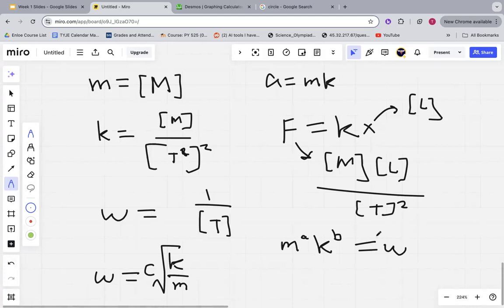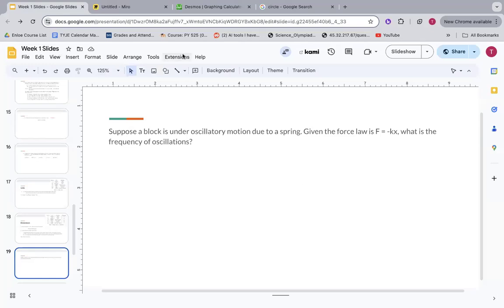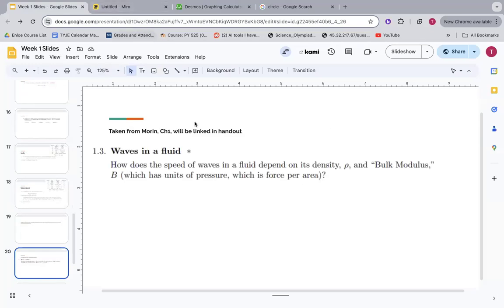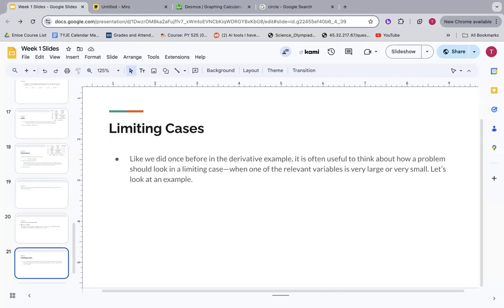Does that make sense, everyone? I can do the calculation, but we will be going even farther over. Okay, and then that's how you do dimensional analysis. So this will again be in the handout.